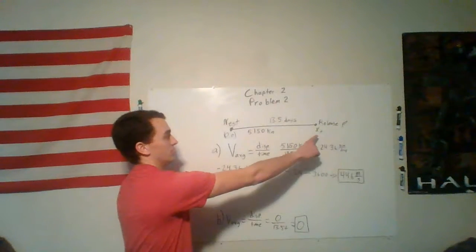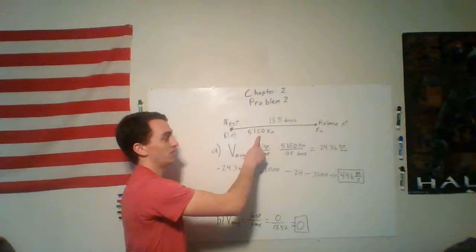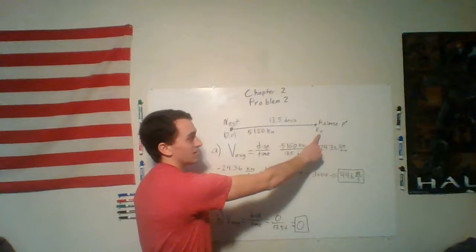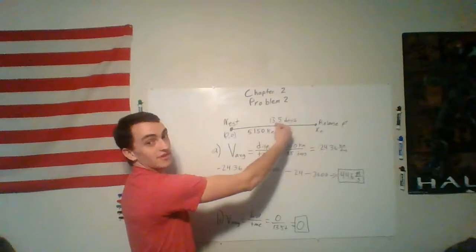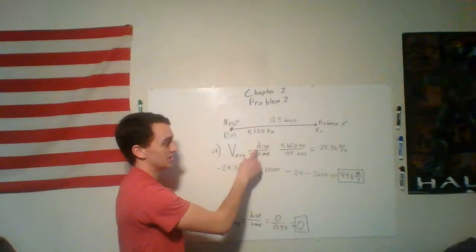So up here I drew a diagram. The nest is at the origin, 0, 0. It's 5,150 kilometers to the release point in the positive direction, and it took 13 and a half days for the bird to travel back to the nest. So average velocity is displacement over time.